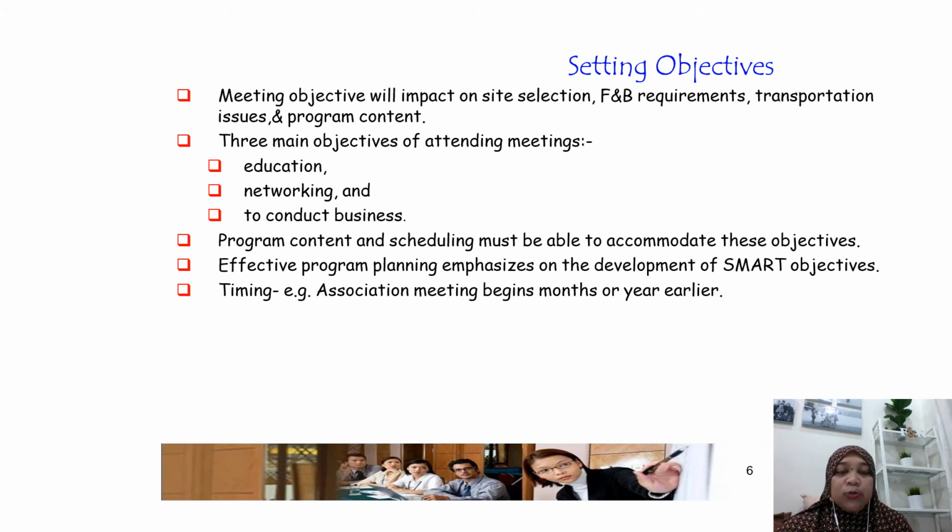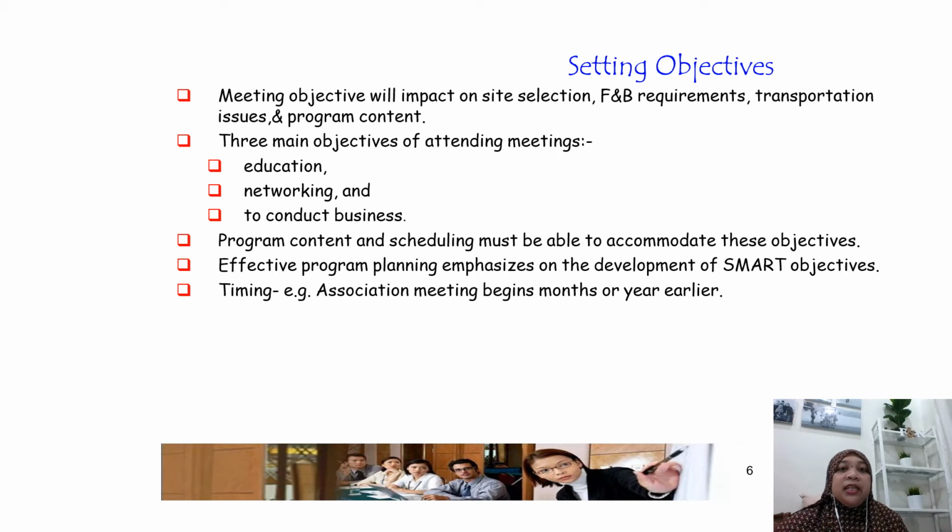Okay, so when you are setting objective, right, you have to understand that meeting objective will impact, number one, the site selection. Like what I already mentioned in chapter 4. So you have to understand why you choose that site. So you must make sure it matches, there is an impact. Okay, the F&B requirement. So if your attendees are international, what kind of food is suitable for them. In terms of transportation, if you want to do your meeting in the retreat facilities, how do you arrange the transport, so you have to understand that and the content itself.